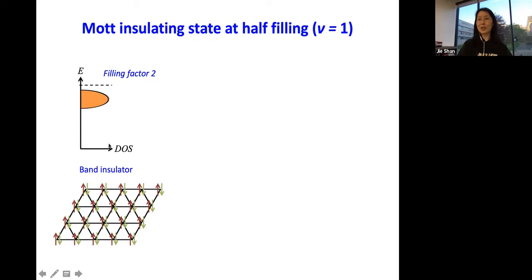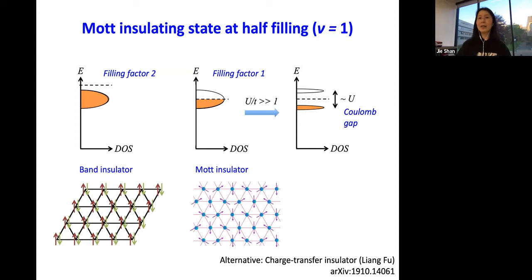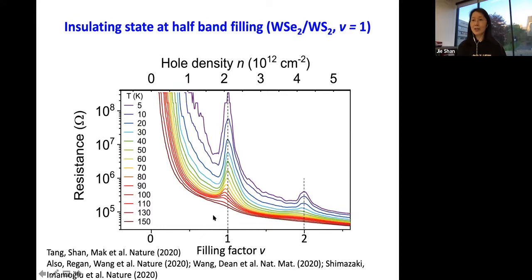Right? At filling factor one, that's a half filled band, without interaction, we expect to see a metal, but we're seeing an insulating state. So that tells us that interaction is strong. Likely we're seeing some kind of Mott insulating state. I would like to also mention that this correlated insulating state has also been observed in TMD systems by other groups, including this work from Berkeley. This is from Columbia University, and this is from ETH Zurich.